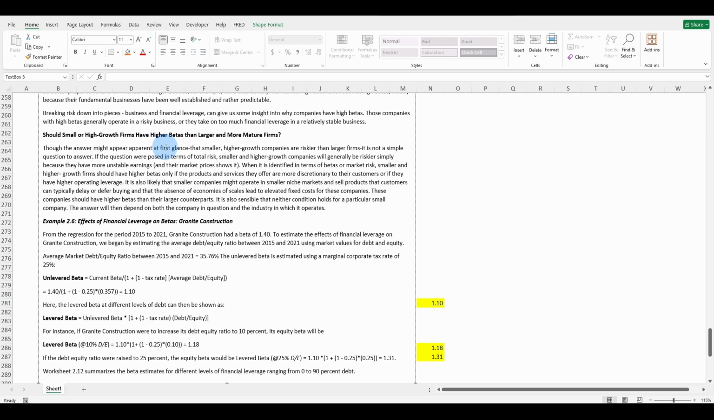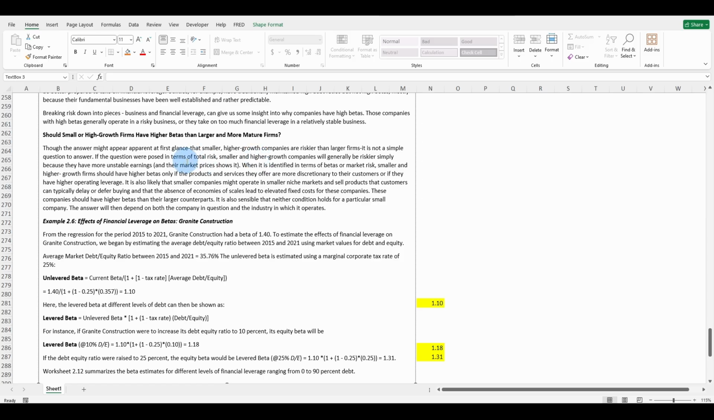Breaking it down into pieces, business and financial leverage, gives us some insight into why companies have high betas. Those companies with high betas generally operate in a risky business, or they take on too much financial leverage in a relatively stable business. Do smaller, high growth firms have higher betas than larger and more mature firms? Though the answer might appear apparent at first glance, it is not a simple question to answer.